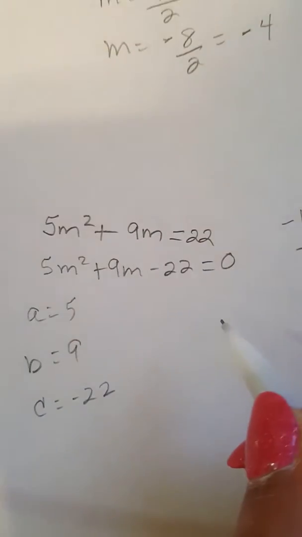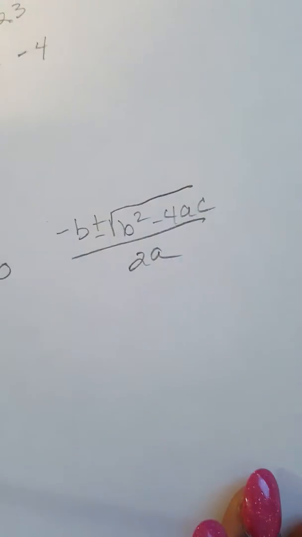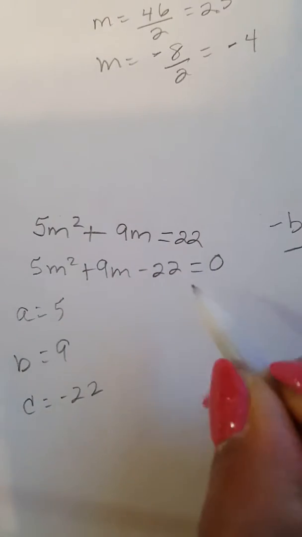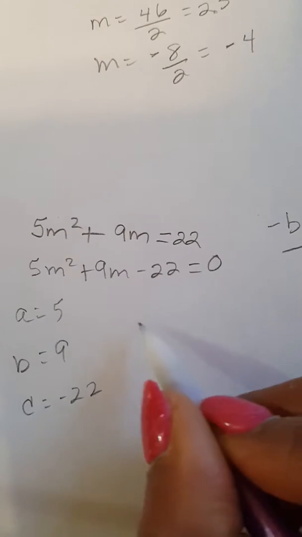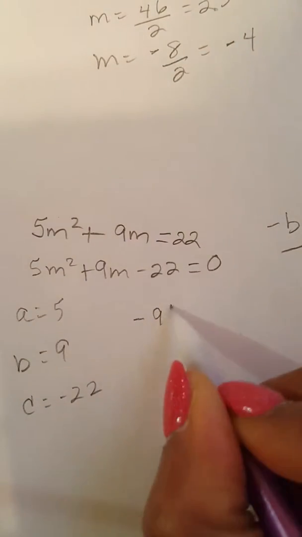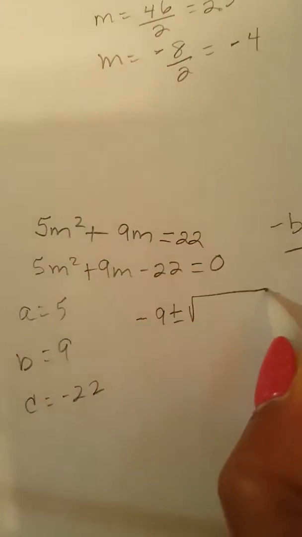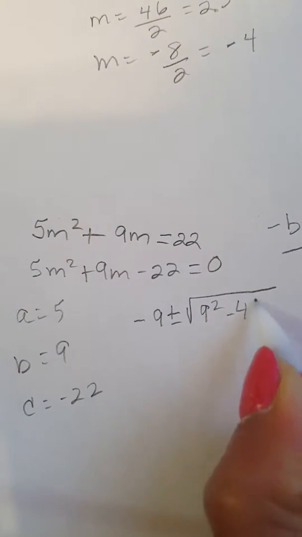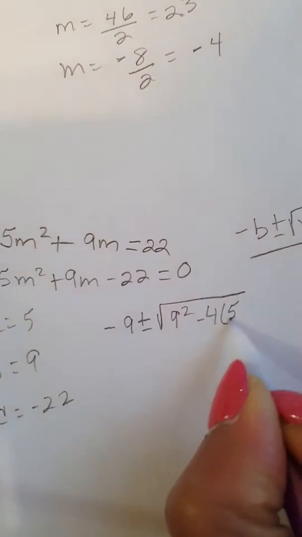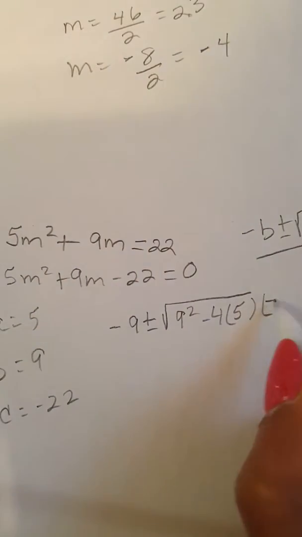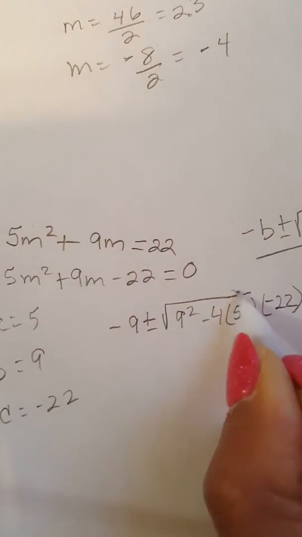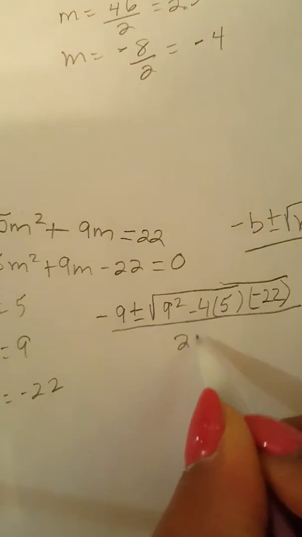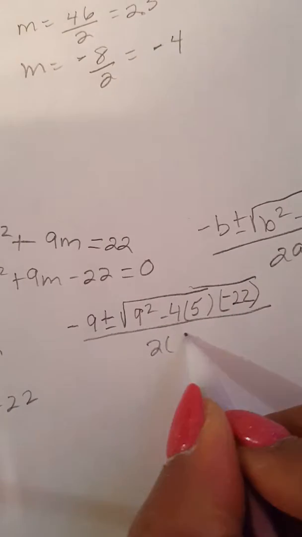We will continue solving this problem using the quadratic formula. So we plug in negative b. b is 9, so that's negative 9 plus or minus the square root of b squared, which is 9 squared, minus 4 times a, which is 5, times c, which is negative 22, all over 2 times a, which is 5.